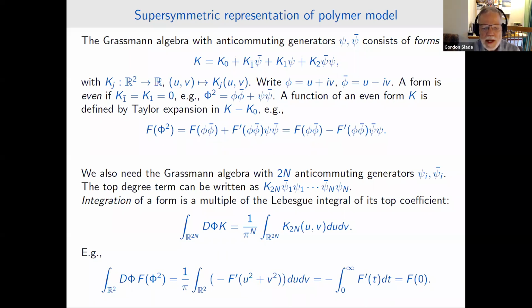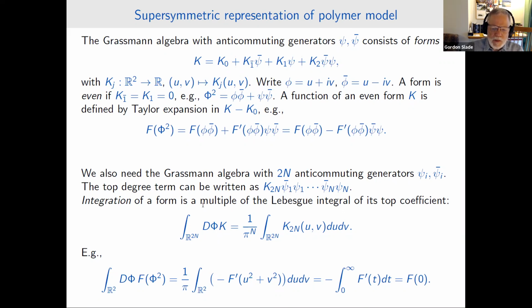In fact, we need the Grassmann algebra with 2n anti-commuting generators. So every point in lambda is going to have a pair of generators. So there's going to be psi_i and psi_i bar for each i in lambda. And the top degree form, the one that has the most fermions in it that you can put, is when you multiply them all together. So psi_1 bar psi_1 up to psi_n bar psi_n. And that will have some coefficient k_2n, which is a function of u and v, where u and v are each in Rn.